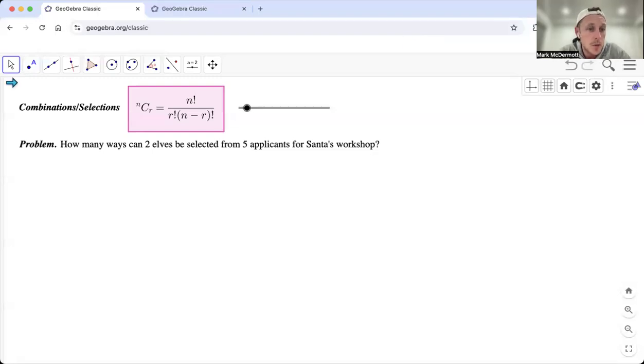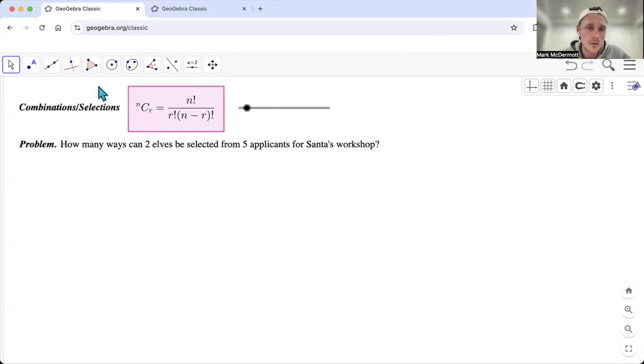Here it is. How many ways can two elves be selected from 5 applicants for Santa's workshop? So clearly, Santa's workshop is a very competitive environment. He's getting lots of applications. He's getting 5 applications, and he can only select 2 elves to be in his workshop. So let's have a think. How many different combinations of elves could he have, or how many different ways could he select 2 elves out of 5 elves? So let's do that.